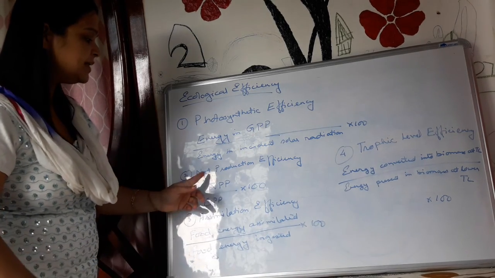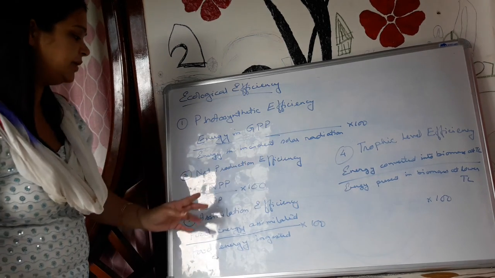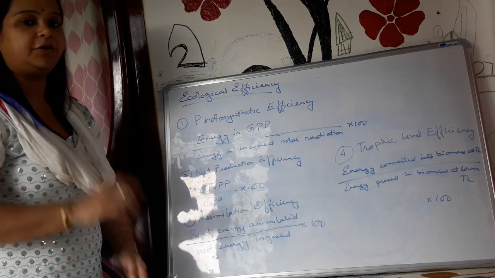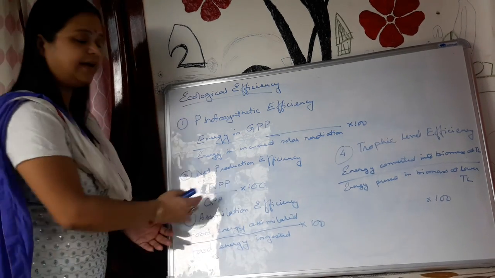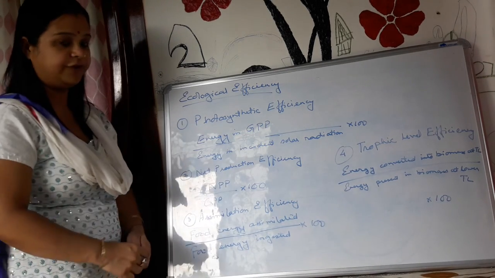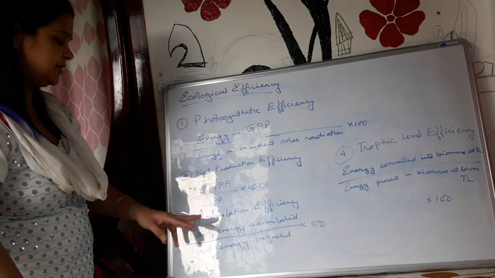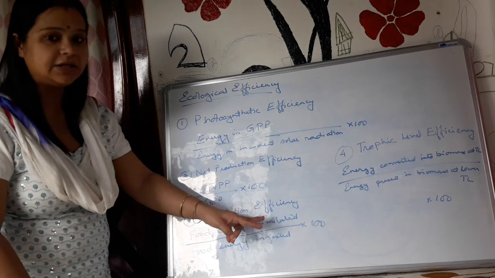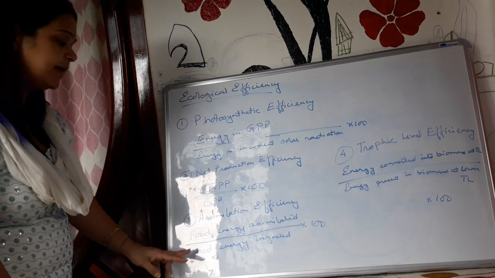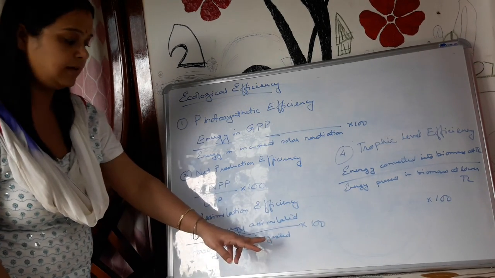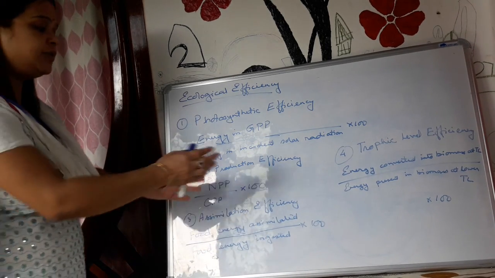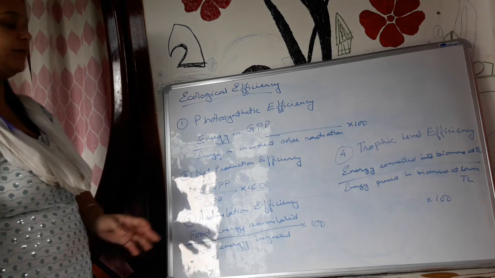Okay. Second is the net production efficiency, that means NPP by GPP. Net primary productivity means the total amount of energy stored in the organic matter, divided by the total energy formed, into 100, is called the net production efficiency. Third is the assimilation efficiency, that means the food energy assimilated divided by the food energy ingested, into 100. Okay, how much we are taking, how much is used, that into 100 is known as the assimilation efficiency.